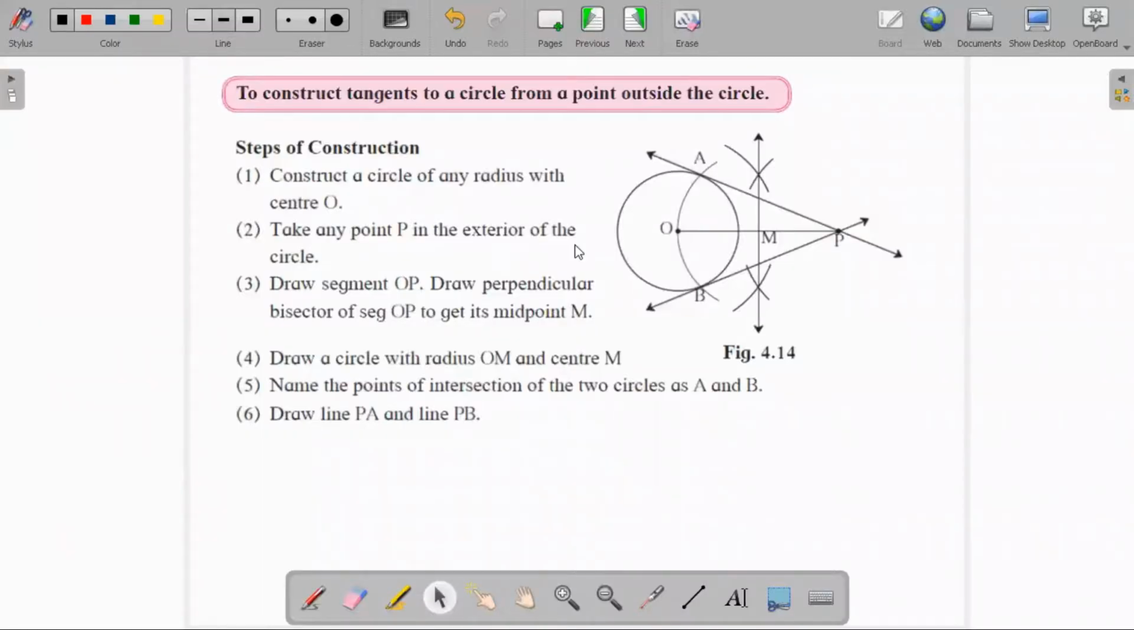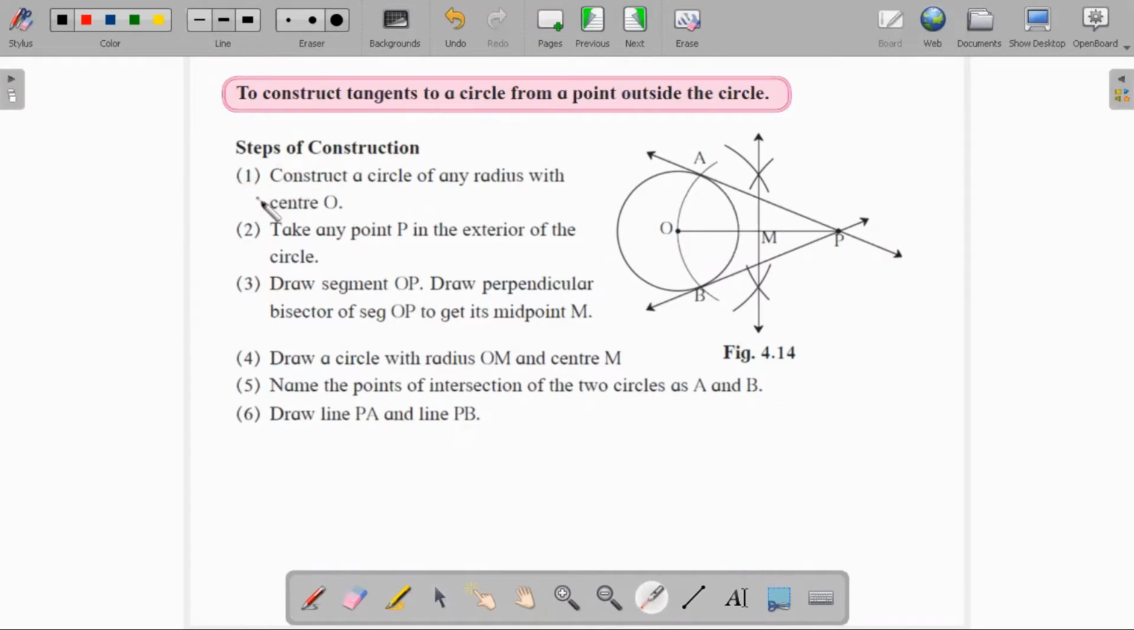Welcome students to the next video on geometric constructions. In this video, we'll see how to construct a tangent to a circle from a point that lies outside the circle. The following are the steps of construction involved.